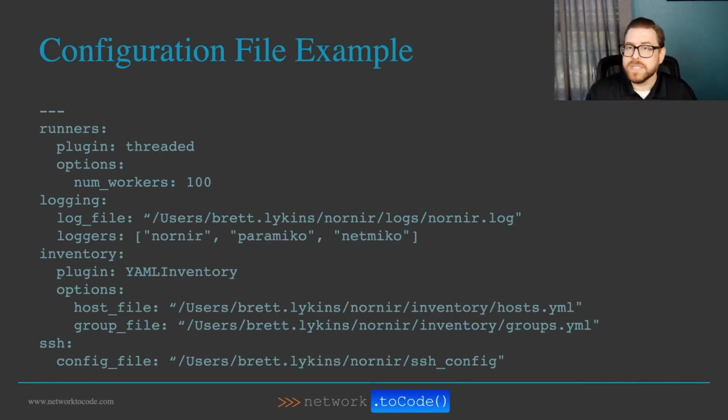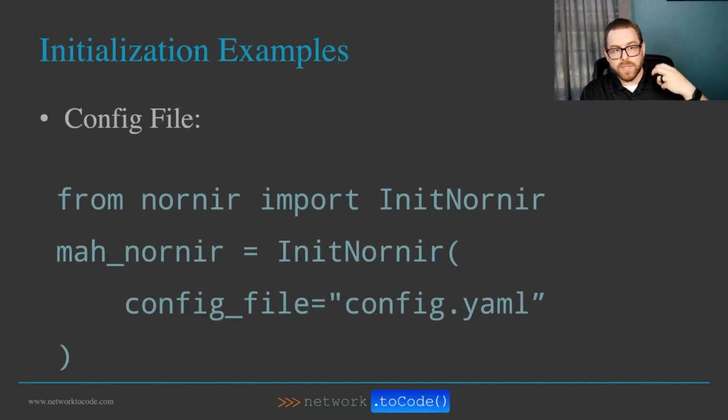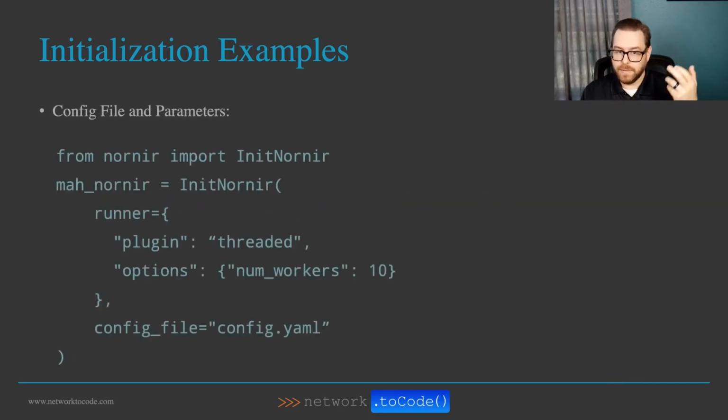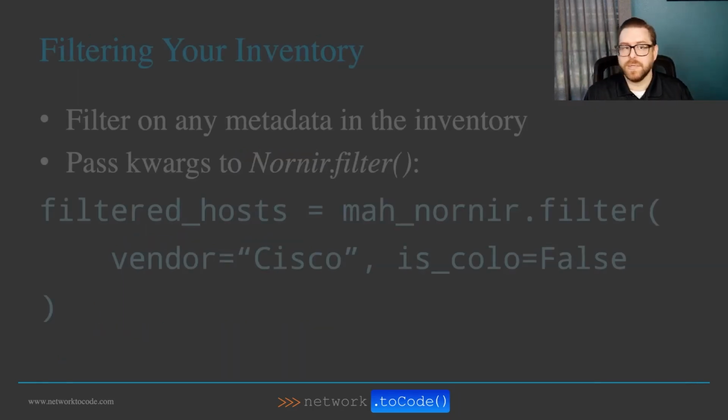So here's an example configuration file. You can see you define your runner, tell it what kind of logging you want to do, what the inventory plugin is, where you get it, all that good stuff. Then once you have that configuration file, you tell InitNornir where that file is. It reads all the options from there. You can do both. Tell it where the config file is, but I want to override the number of workers. I don't want 100 workers, I want 10. You can override that at runtime just by telling it the arguments.